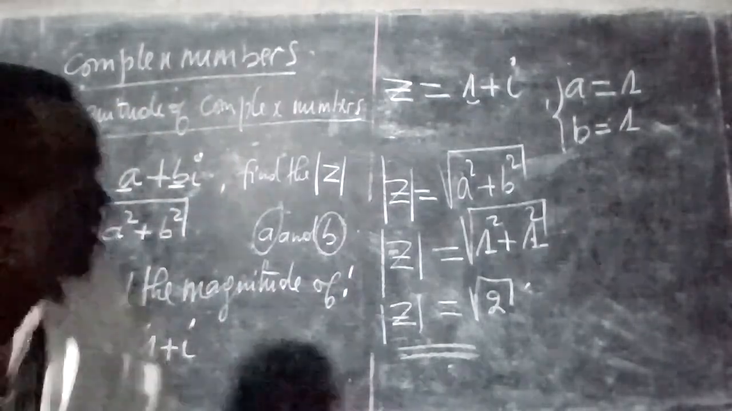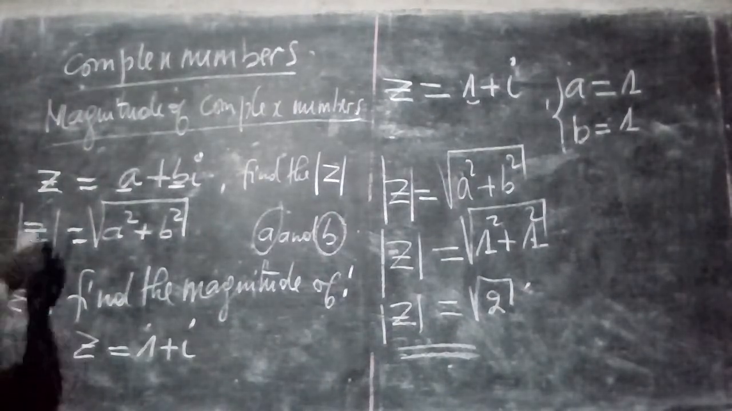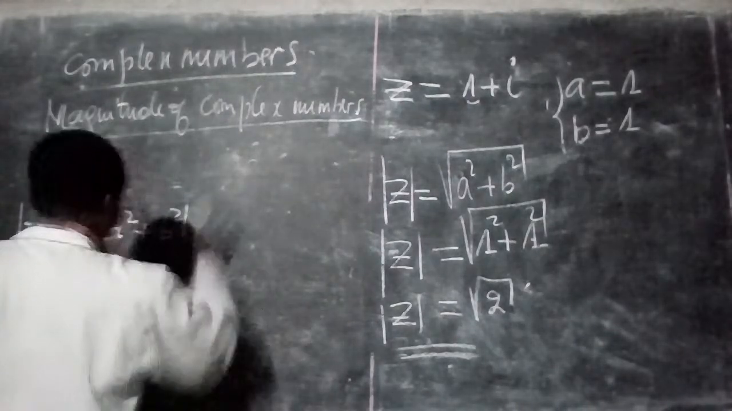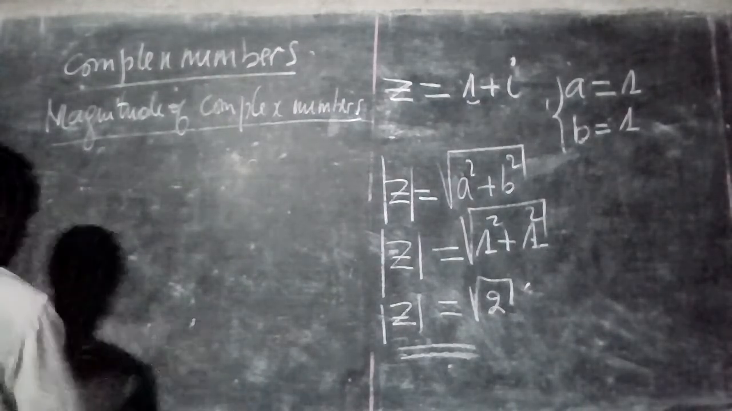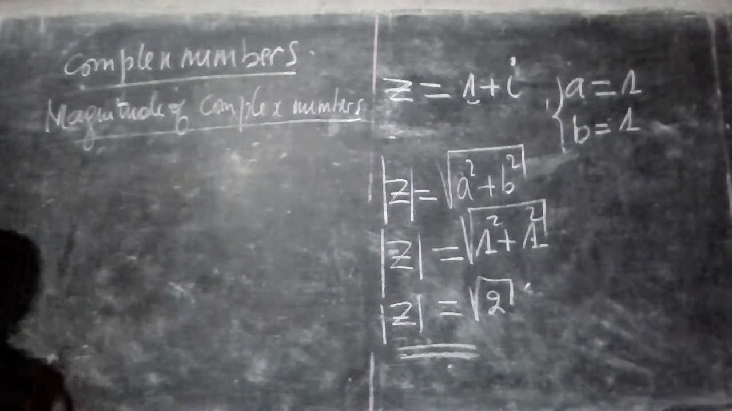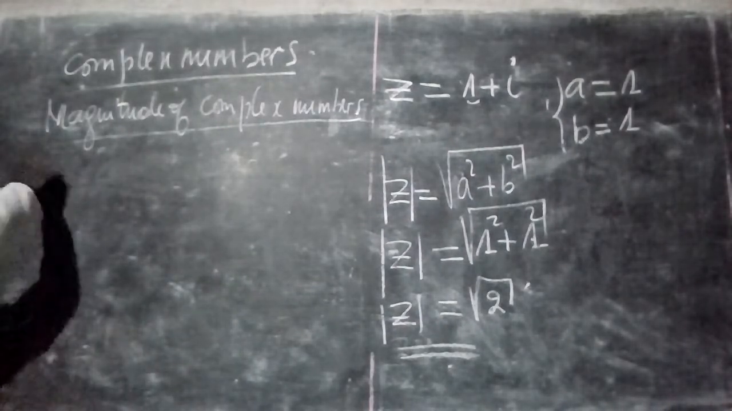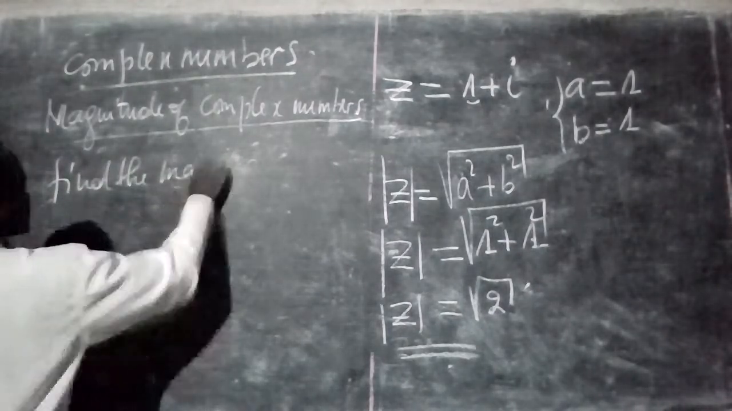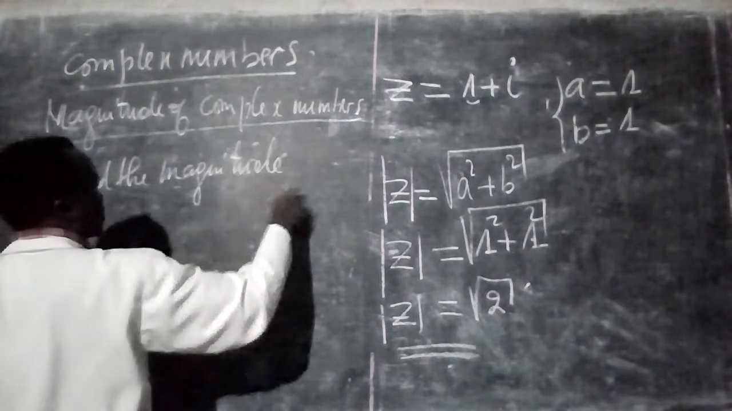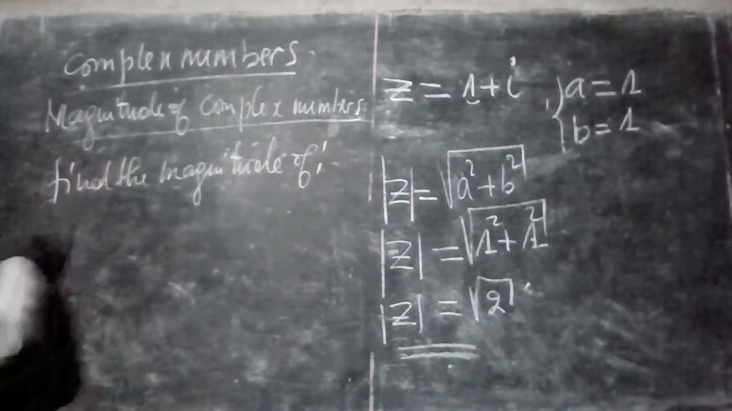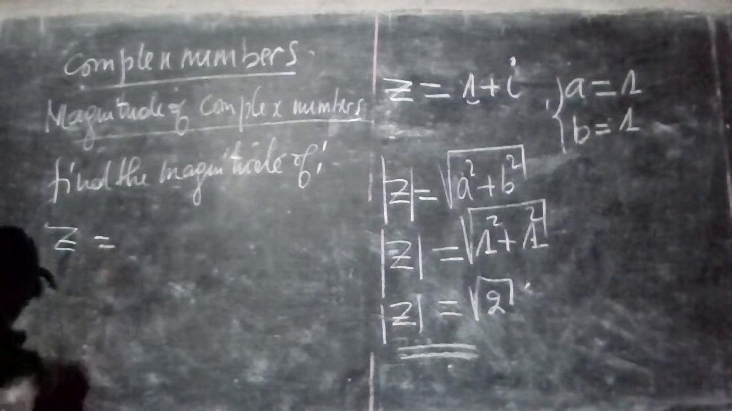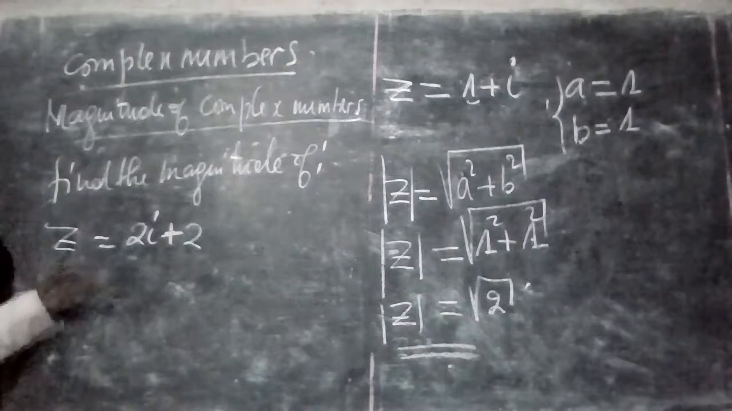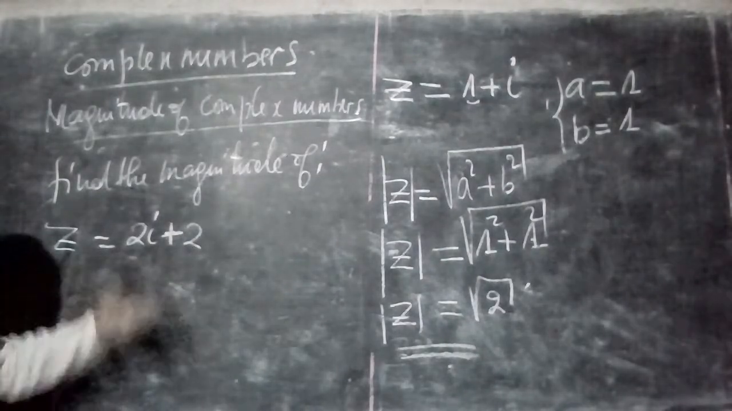Now, let me give you a simple thing that you are going to do personally. For example, please find the magnitude of this one, which is equal to 2i plus 2. Personally, you have to find the magnitude of this complex number.